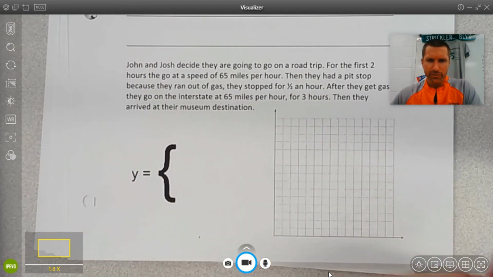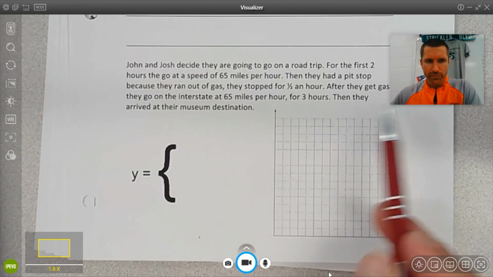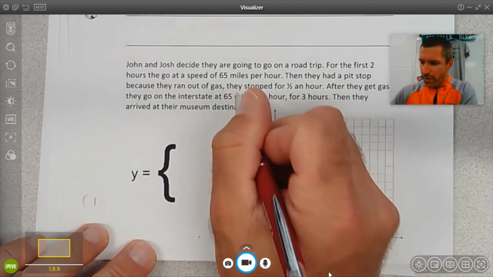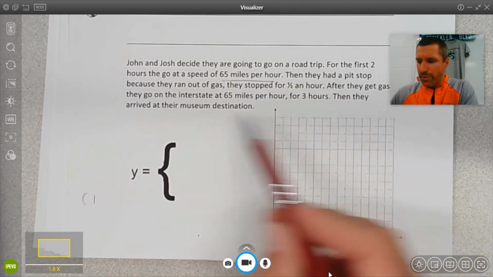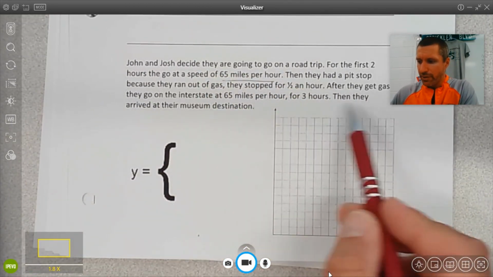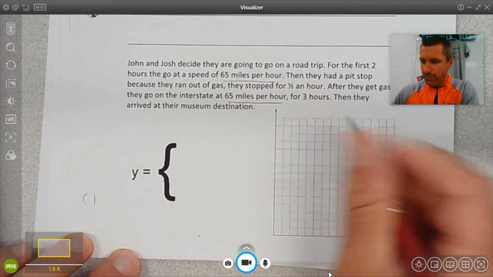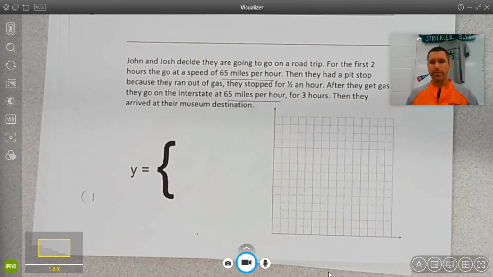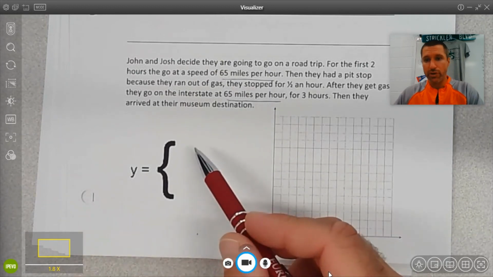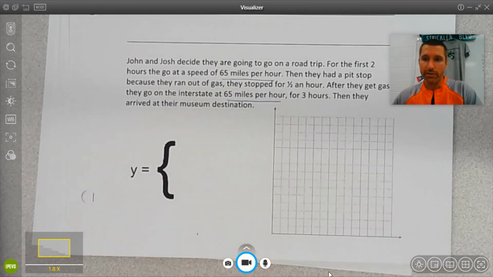John and Josh decide they're going to go on a road trip. And it looks like there's 3 phases here. For the first 2 hours, they go at 65 miles per hour. They have a pit stop for a half hour, and after they get gas, they go on the interstate at 65 miles per hour again for 3 hours, and they arrive at their destination. So 3 phases. Can you graph all 3, come up with the equations, and the y-intercept of phase 3, which is the part where you actually have to calculate.